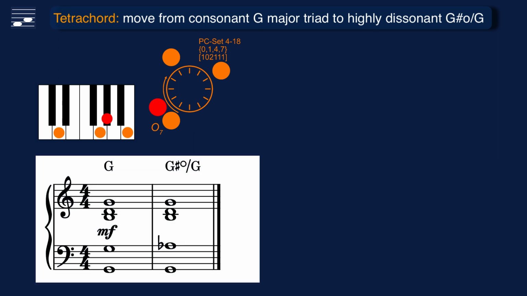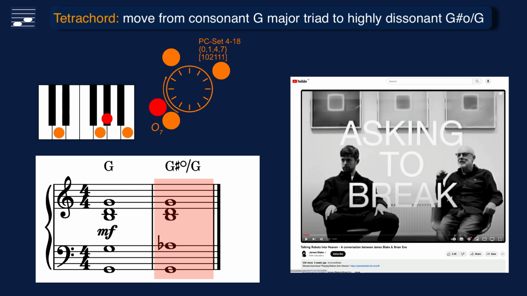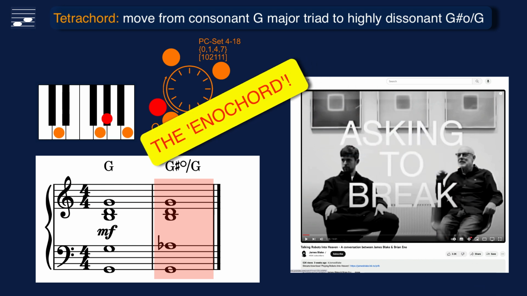James Blake tells us how he starts with the G major triad, then moves the right hand triad root pitch G to a semitone above, that is the G sharp or equivalently A flat. Thus we obtain a diminished triad on top of a dissonant root, shown here with the pitch class G, also in the lead. From now on, I shall call this chord the Enochord.